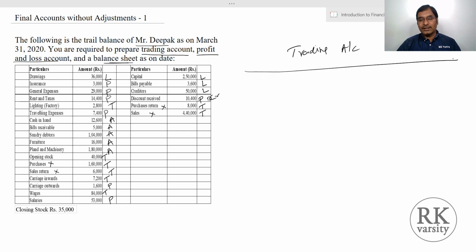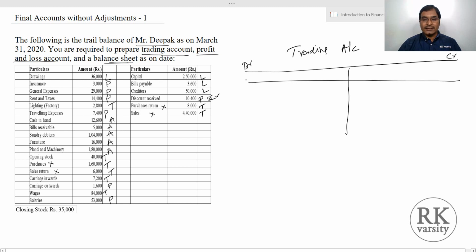So I'm not writing the names, so you can write the name: trading account of Mr. Deepak for the year ended 31st March 2020. I'm not paying attention to the format. So here on the trading account, debit side, then credit side, particulars and amount in rupees. So here also particulars and amount in rupees. First we look at the credit side items.